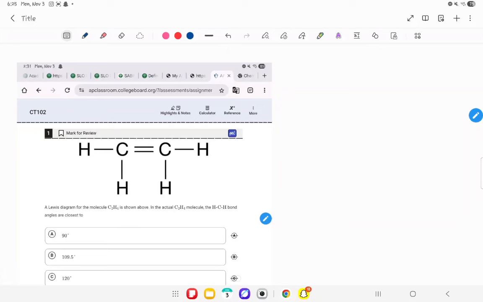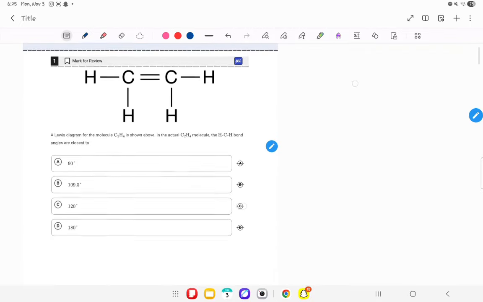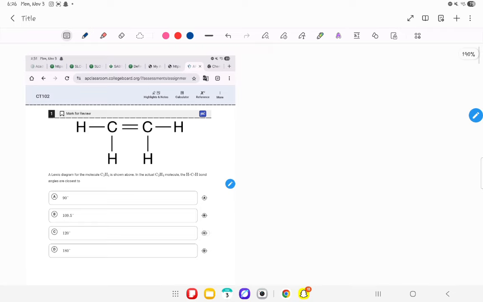So today I'll be explaining the AP Chemistry quiz. This quiz is CT102, so you can find this on the AP Classroom. Of course, I'm going to be using the answer key. And very simply, let's get started.